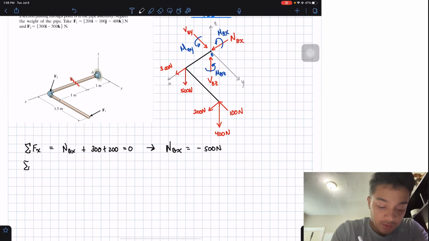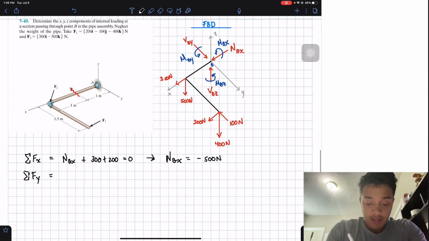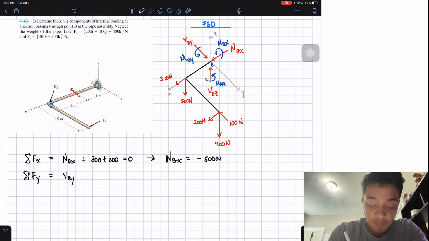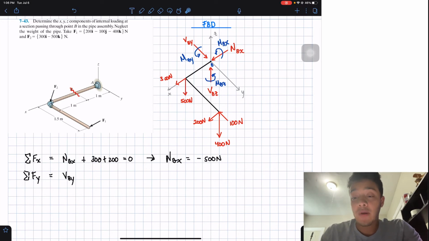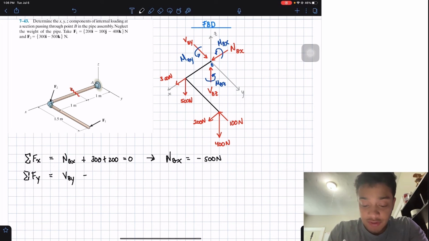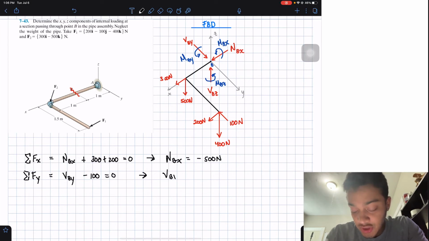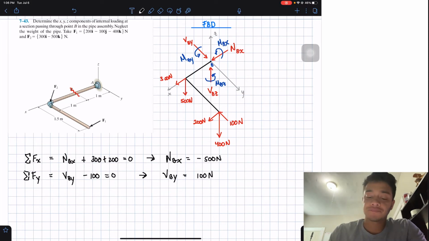Next, we can do the summation of forces in the y direction, and what do I have? We have the shear at point B in the y direction, so this guy over here. What else is in my y direction? Well, I have 100 newtons in my y direction, and that's all. And this 100 newtons is negative, so negative 100 and should be equal to 0. If we solve for my shear By, it will be equal to 100 newtons, okay?